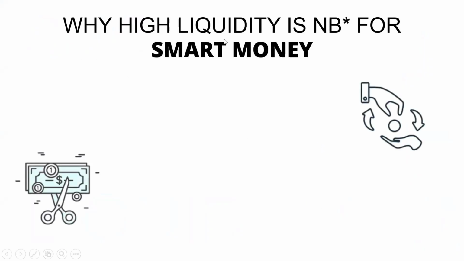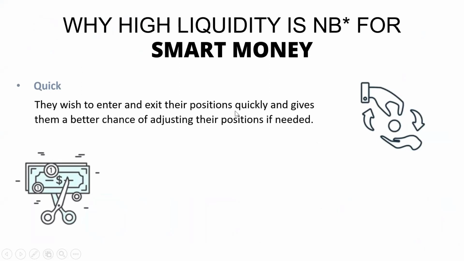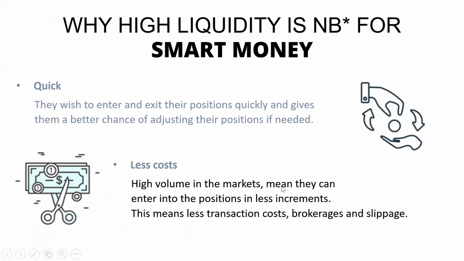Smart money and liquidity. Why high liquidity is important for smart money. First thing, it's quick. They wish to enter and exit their positions quickly, and it gives them a better chance of adjusting their positions if needed. There are less costs. High volume in the markets means that they can enter into their positions in fewer increments. This means less transaction costs, brokerages, and slippage.